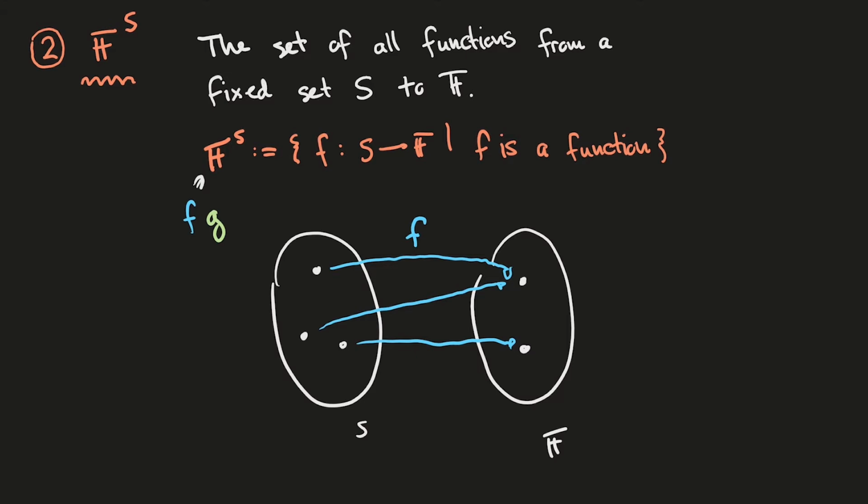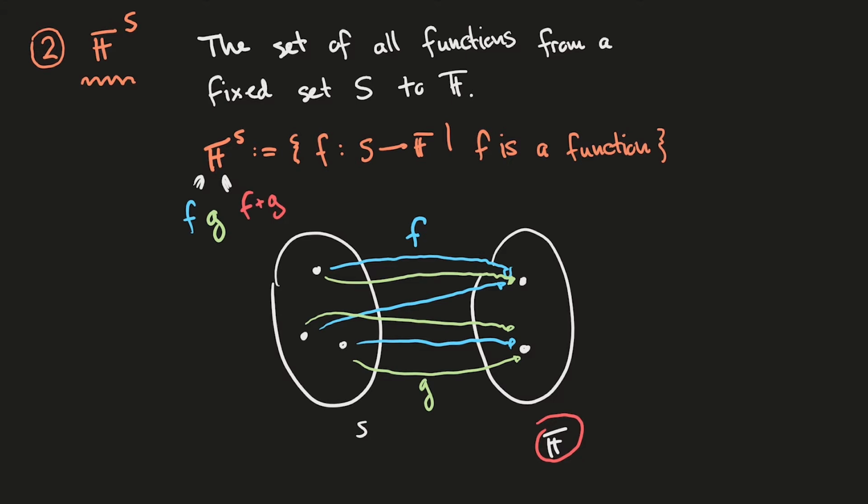If we have a second function, g, which also lives in F^S, then g maps, again, the elements of S to some elements of F. Our job is now to find a way to add these objects f and g. And in order to do this, we'll exploit the fact that the set that they're mapping into, F, is a field, and in F we can add objects. Thus we want to construct an element f plus g, which also lives in F^S, so is a function from S to F, and we do this as follows.